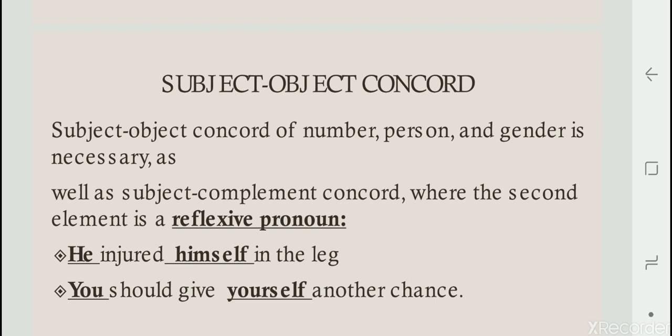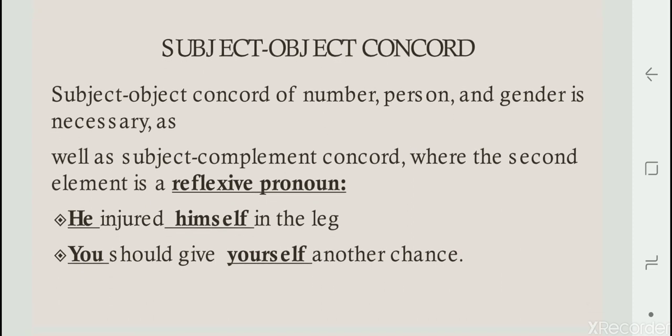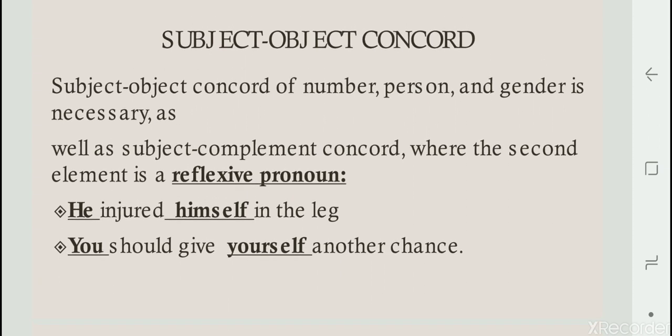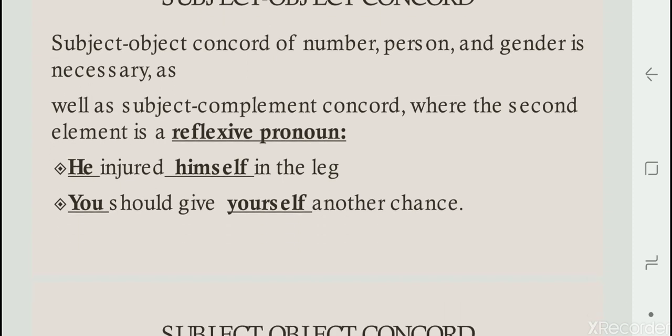The other types of concord that are available are between the subject and the object. Sometimes when the object is a reflexive pronoun, like himself, herself, themselves, etc., we will have concord of number, person, as well as gender. Look at the first example. He injured himself in the leg.